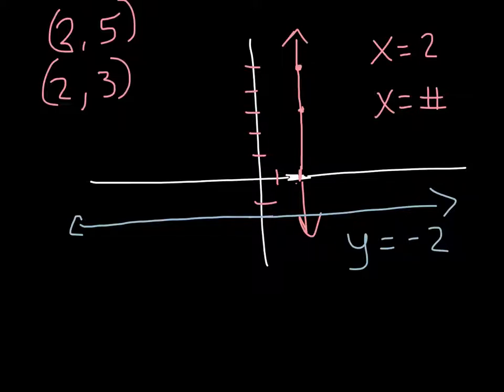So that's pretty much all there is to horizontal and vertical lines. Again, I said this was review, so we didn't go into the slopes or into depth really at all.